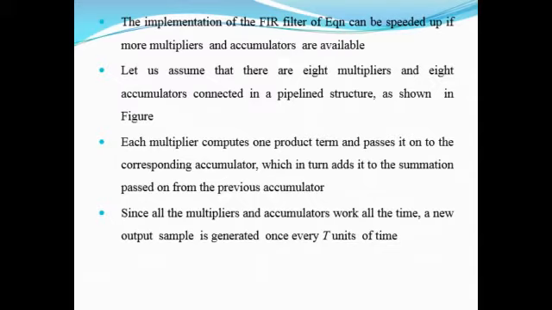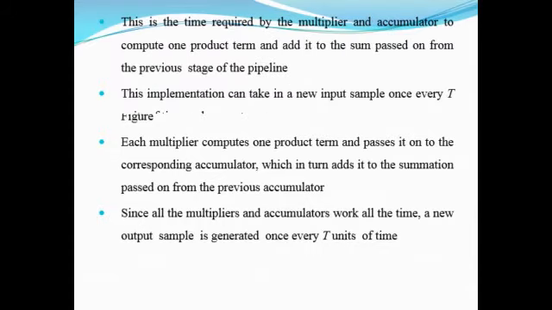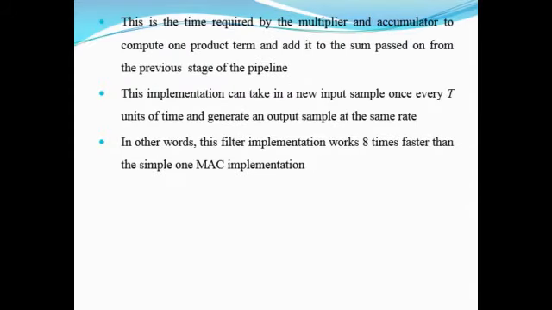Then, since these multipliers and accumulators will work all the time, a new output value or sample will be generated for every t units of time. So that is the advantage of using this, and each multiplier will compute one product term and it is being passed to the accumulator, which in turn adds to the summation passed to the previous accumulator. So this is the time required by the multiplier in order to compute the sum, which is dependent on the previous stage of the pipeline operation.